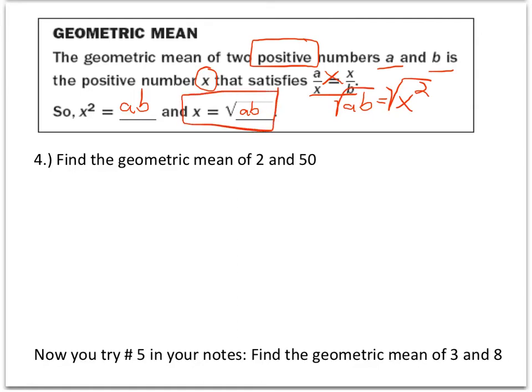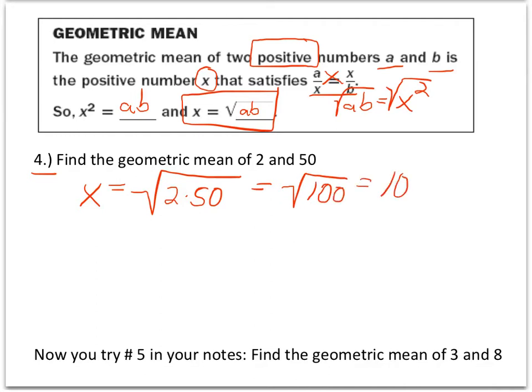Then solving for x, square root both sides, and you get that x is equal to the square root of ab. So when given, as in number 4, find the geometric mean of 2 and 50, all you have to do is say the geometric mean x is equal to the square root of the product of the two, 2 times 50. This is the square root of 100, which is equal to 10.